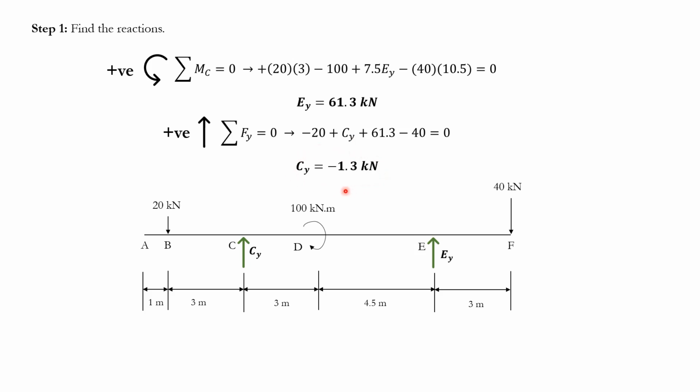This number is a negative number. What does that signify? It means that initially we arbitrarily assumed a direction for Cy, which was going up. Negative here just indicates that it is not going up, but going down. So it's 1.3 going down. I can just erase this and draw an arrow going down, and that is 1.3. This is how we find the reactions at this step.